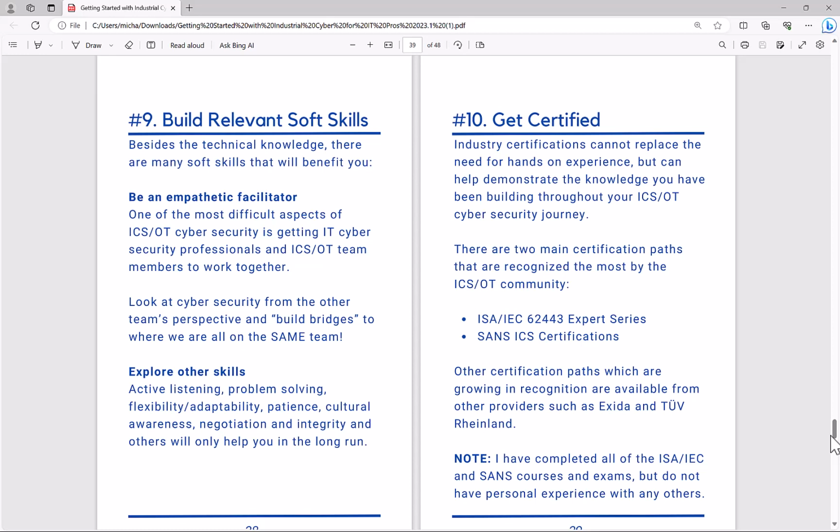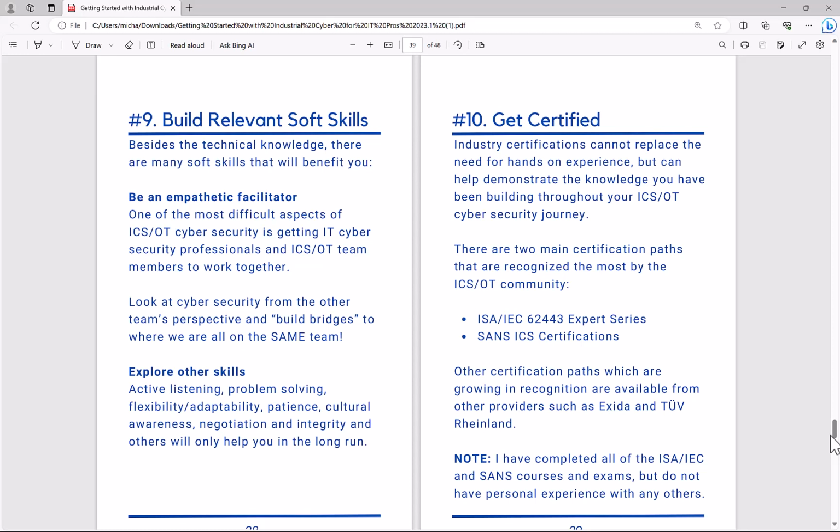And then there are other skills you might imagine, like any job: active listening, problem solving, et cetera. The more different skills you have, the more you're going to succeed in anything. So that's basically what the last part talks about there. But the big one is really building those bridges, being the empathetic facilitator, I guess. Still not sure if that works. And then last but not least is get certified.